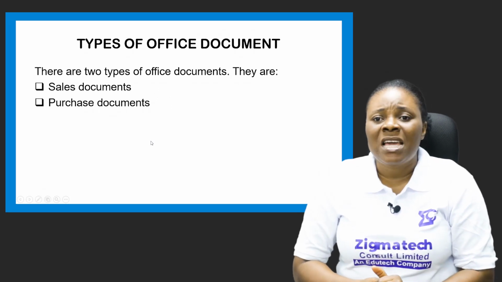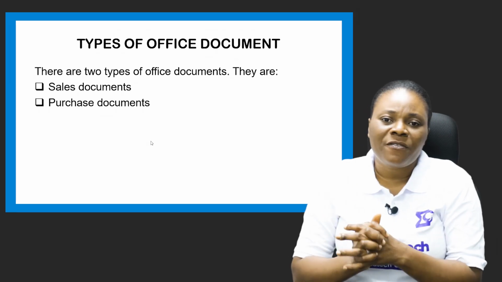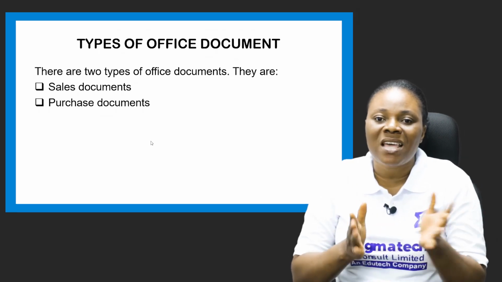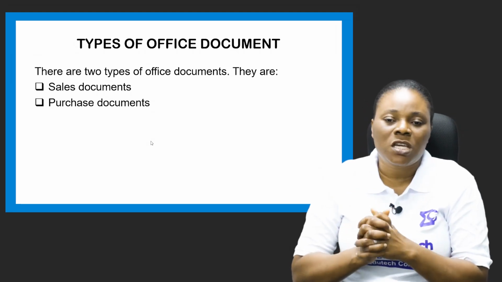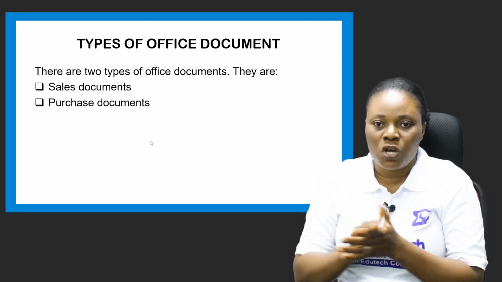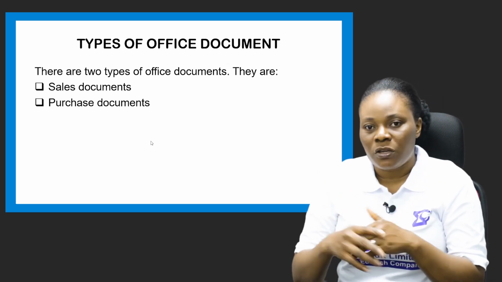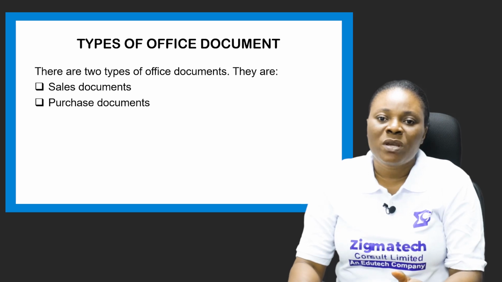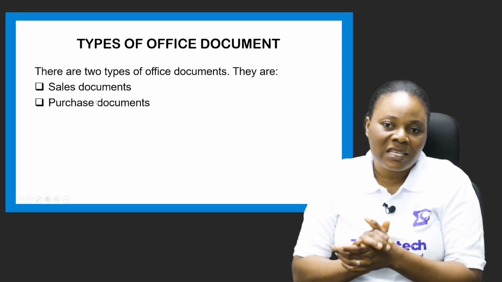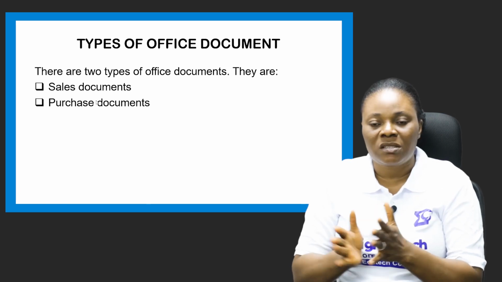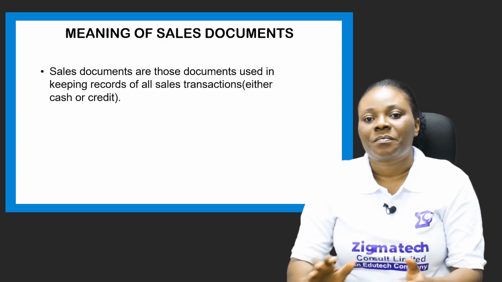So there are 2 types of office documents. The first type is called the sales document, while the second type is the purchase document. In today's class, we'll be concentrating on the sales documents. In our next class, we'll look at the purchase documents for better understanding.